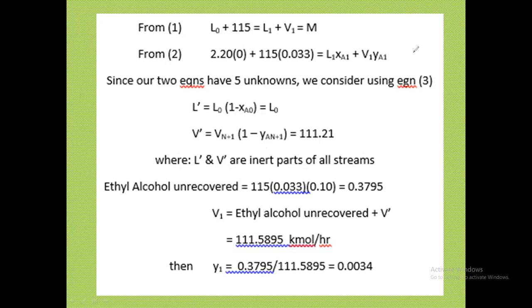So, what entered is this. This is the amount present in the feed, and what remains is just 10%. So it's the unrecovered ethyl alcohol, and this is the value of that. Now your V1 will then consist of this unrecovered ethyl alcohol plus this V prime, which is the air. The air that enters your column is the same air that leaves the column because it's inert. Its value is unaltered. So what happens is you add 111.21 to 0.3795. That should give you this V1.